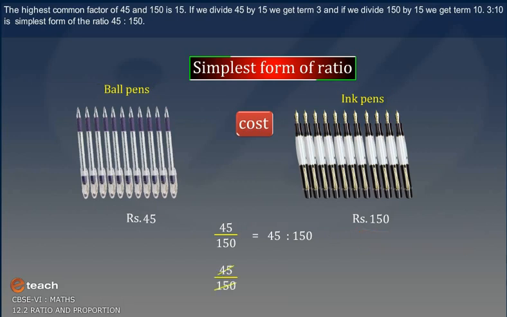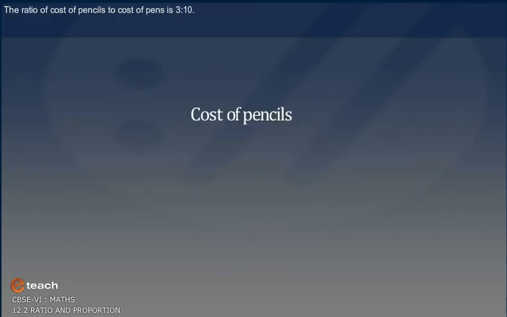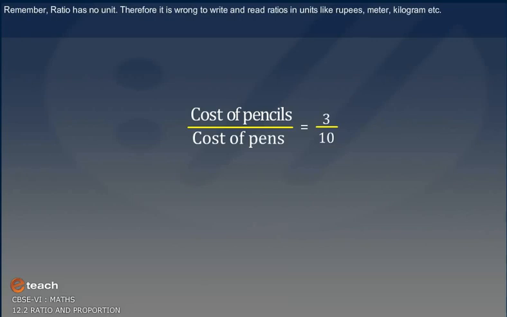If we divide 45 by 15, we get the term 3. And if we divide 150 by 15, we get the term 10. So 3 is to 10 is the simplest form of the ratio 45 is to 150. The ratio of the cost of pencils to the cost of pens is 3 is to 10. Remember, a ratio has no unit. Therefore, it is wrong to write and read ratios in units like rupees, meter, kilogram, etc.